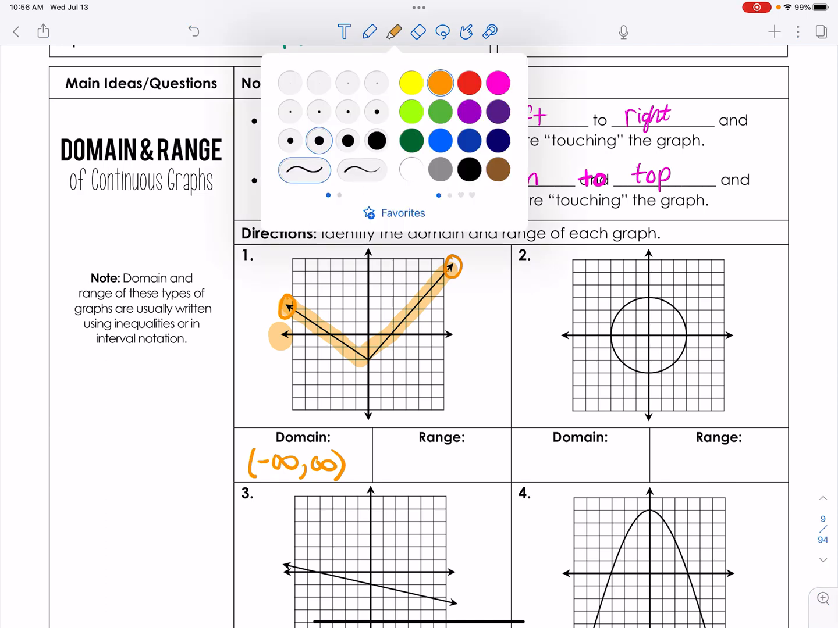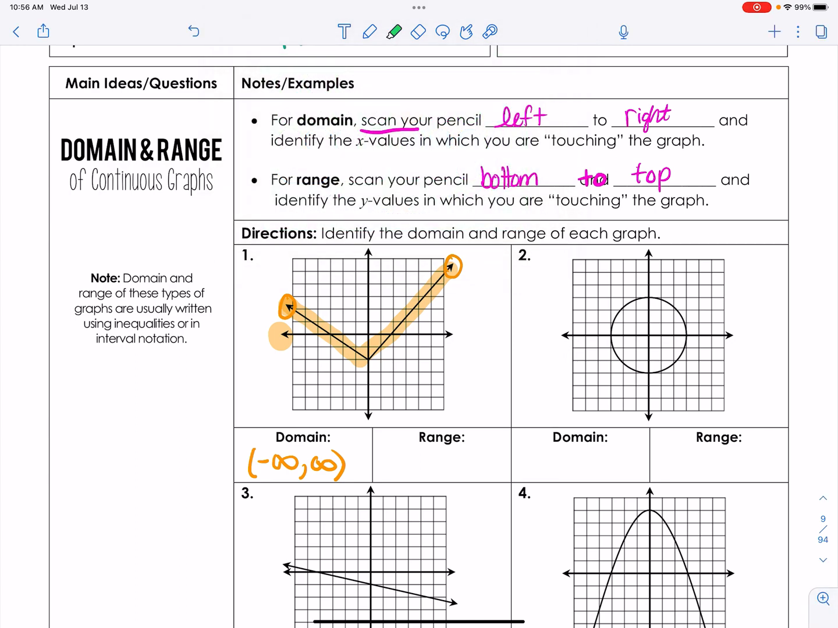Okay, now this is where this gets tricky. And so I'm going to show you right here. If I look, I start at the bottom.